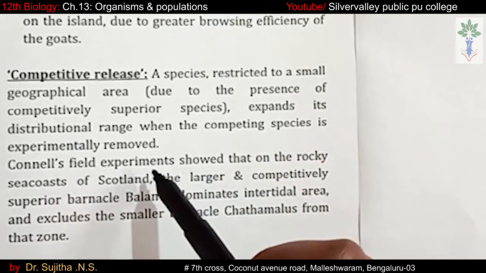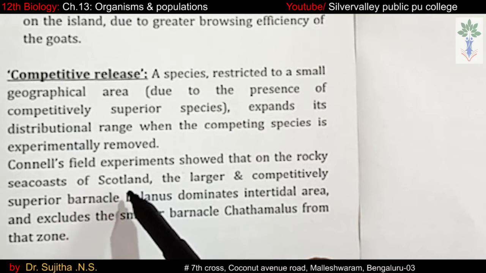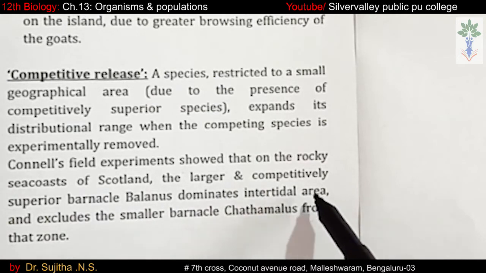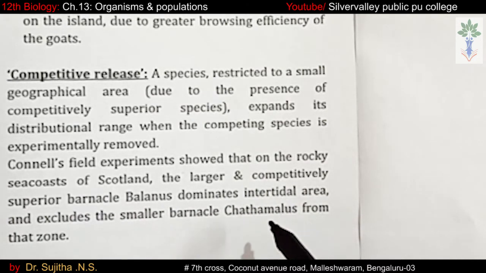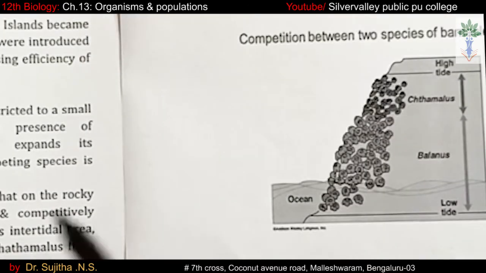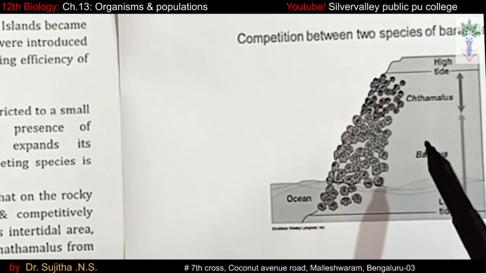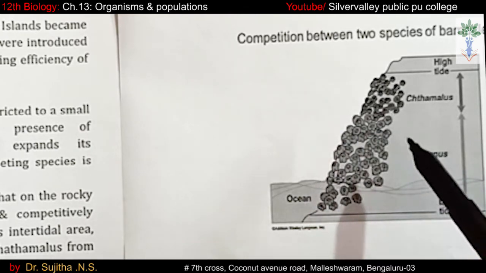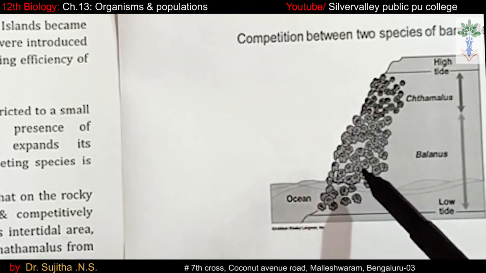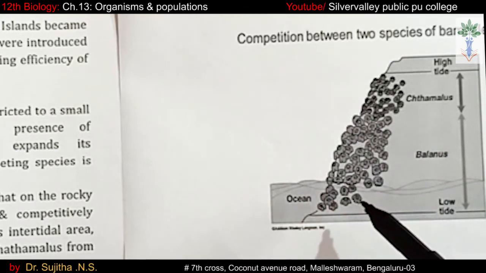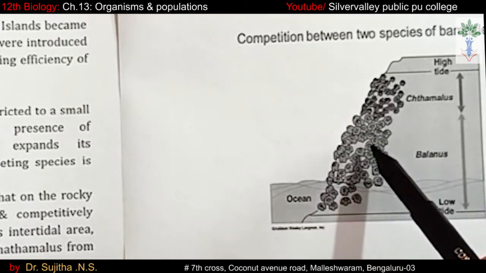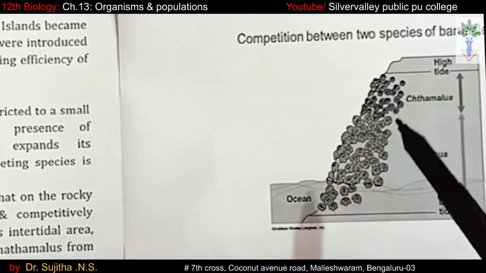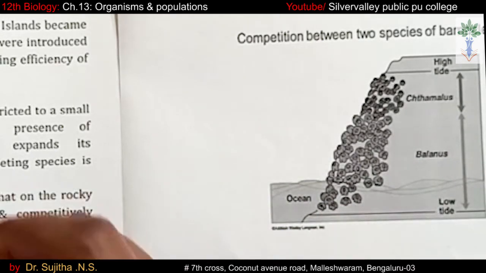Connell's field experiment showed that on the rocky sea coast of Scotland, the larger and competitively superior barnacle Balanus dominates the intertidal area and excludes the smaller barnacle Chthamalus from that zone. If you observe this diagram, Balanus and Chthamalus are marine arthropods. Balanus is a superior barnacle, so it has occupied a larger geographical area and is the competing species. Once they removed the Balanus from this particular area, they noticed that the population of Chthamalus increased in number. This is called competitive release.